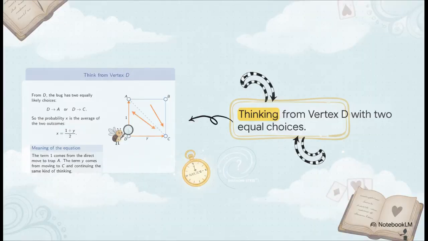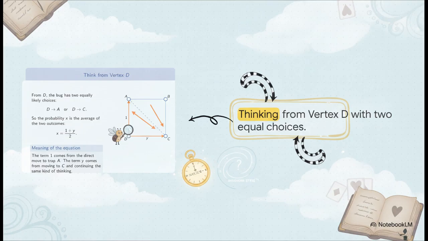We're going to slow down just a bit here, because this perfectly illustrates our first equation. Put yourself in the shoes, or, well, the 6 legs, of the bug standing right at vertex D. You look around and you have exactly 2 paths you can take, straight up to A or over to the right to C. Because the choice is random, they're equally likely, so our probability X is just the average of those 2 outcomes. Going to A means immediate success, an outcome of 1. Going to C throws you into that new unknown state Y.